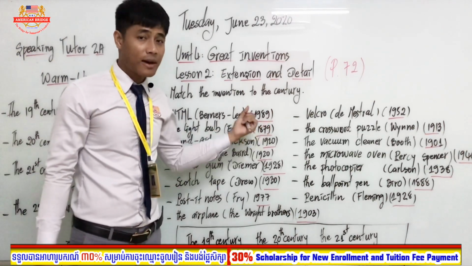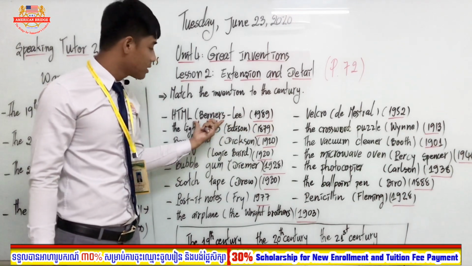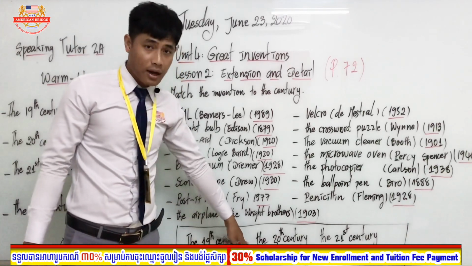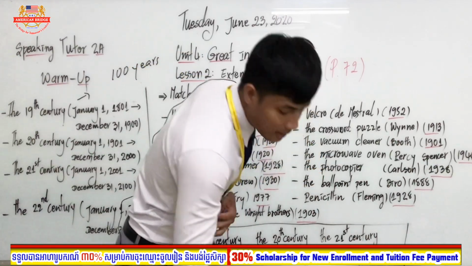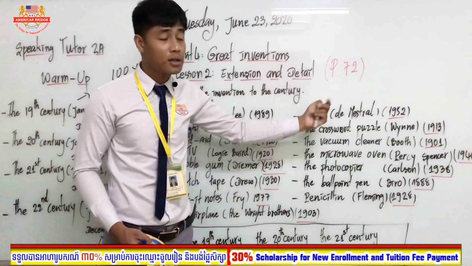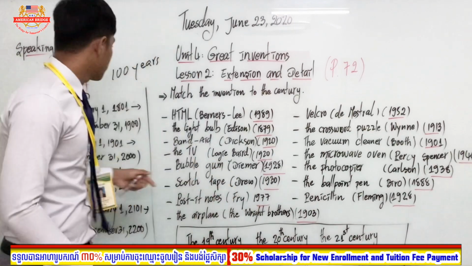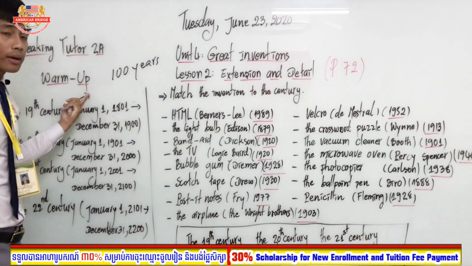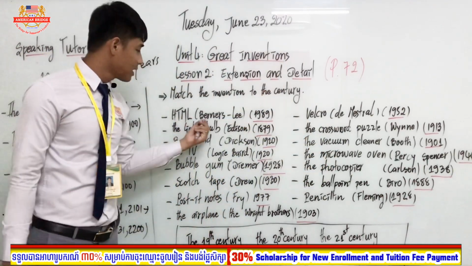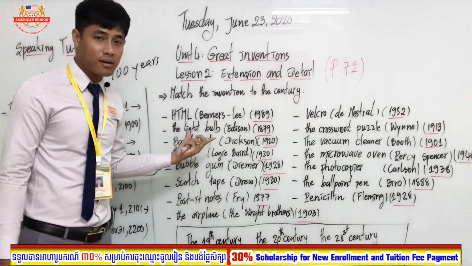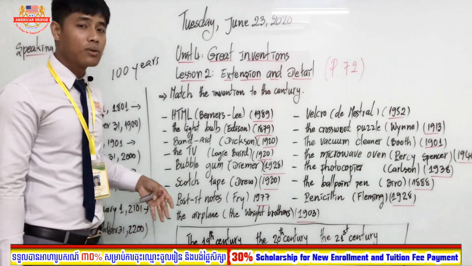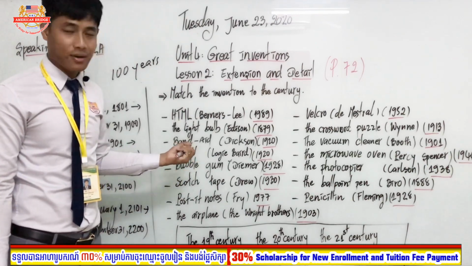Teacher has written the years of the inventions, so you can match the invention to the century below here, as you can see in our book. If you're not sure where the topic is, you can open your book to page 72. We are in the warm-up part, okay? Good. So now let teacher read about the inventions and the inventors of these inventions first, then you can match it. You have to match it by yourself after the teacher explains, okay?